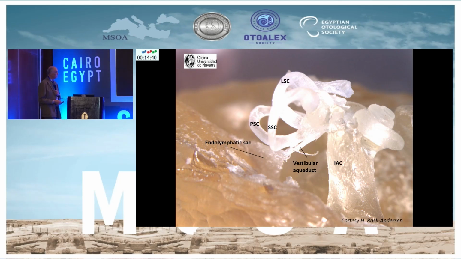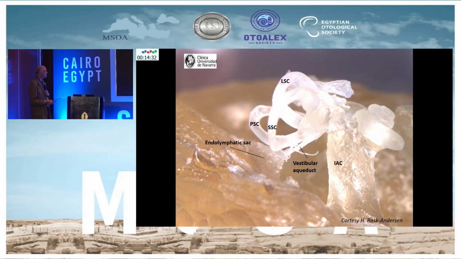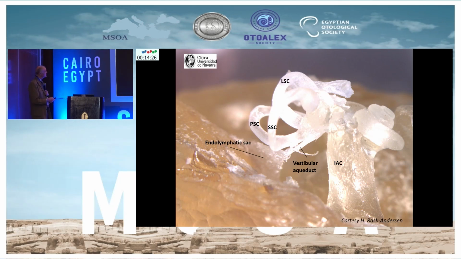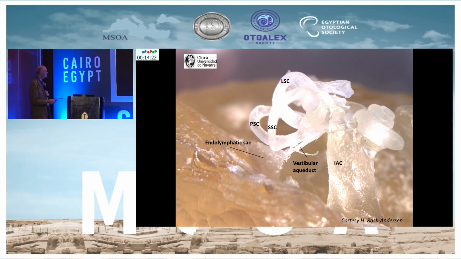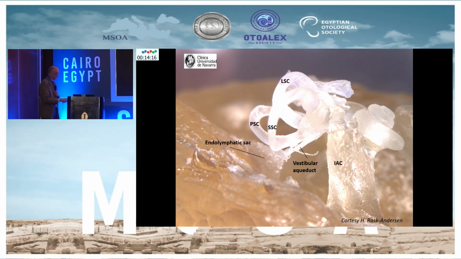This is another view, a macroscopic view of the internal auditory canal. You can appreciate better the entrance of the cochlear nerve in the modiolus of the cochlea. And again, observe where the endolymphatic sac and the vestibular aqueduct are, going into the vestibule in the posterior wall.